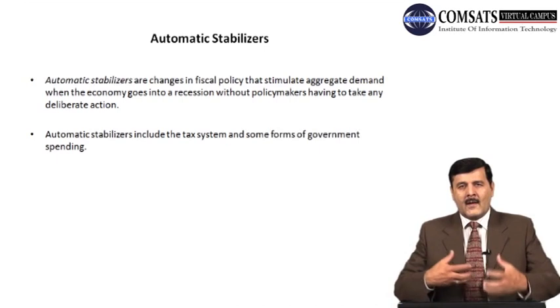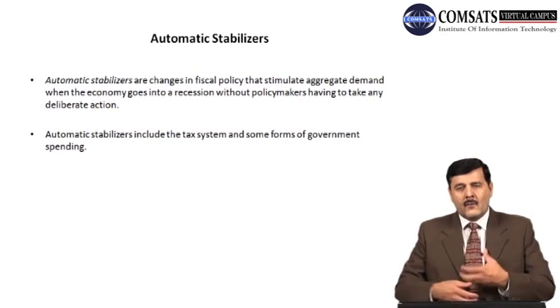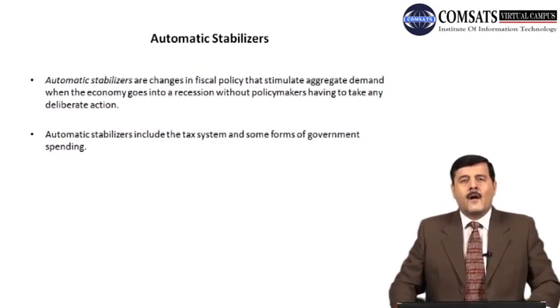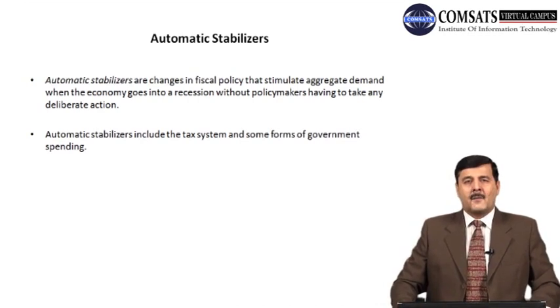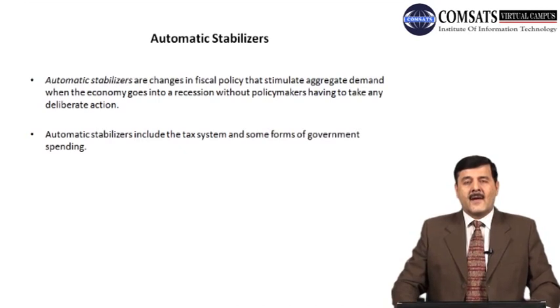So tax system or कुछ government spending है, ये automatically active होती हैं, इनमें changes आती हैं, और the economy comes back into equilibrium or becomes stable, right, instead of using monetary or fiscal policy in the economy. So this was the remaining part of the previous lecture, जिसमें हमने देखा how the monetary and fiscal policy can influence the aggregate demand in the economy.